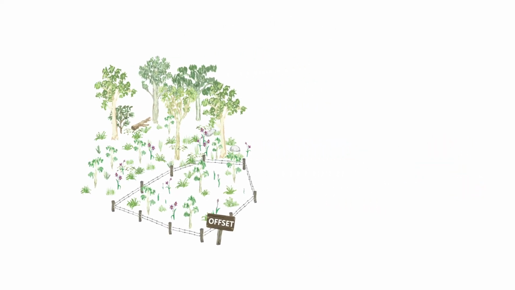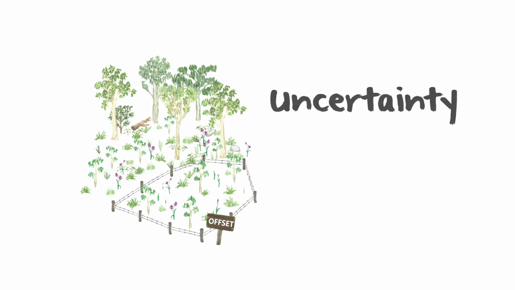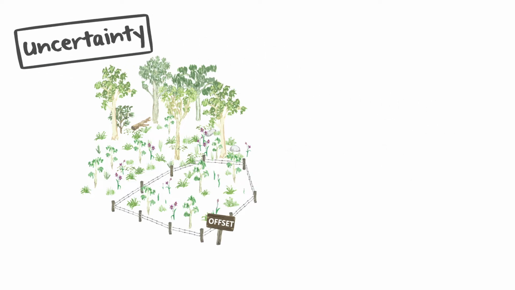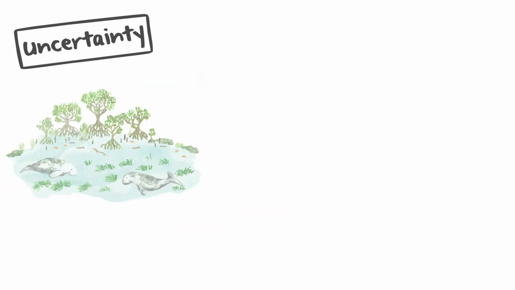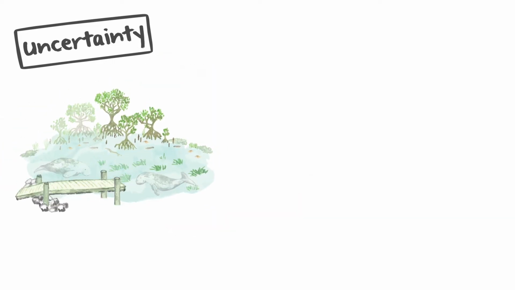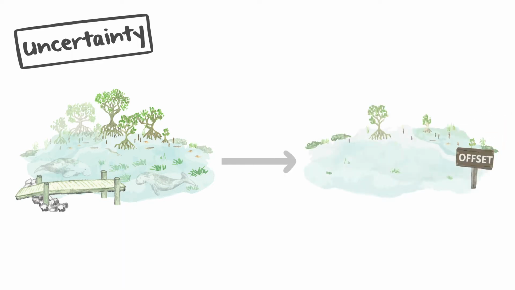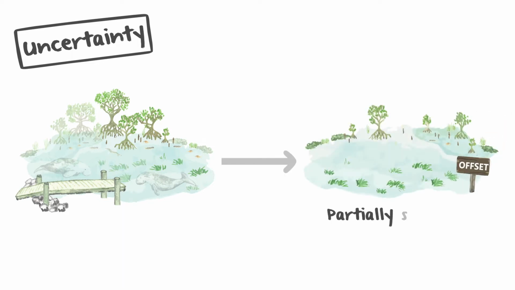The two most important factors are uncertainty and time lag. First, there is usually more uncertainty about the gain that we might get from an offset than there is about the losses caused by the development. For example, restoration of certain natural habitats can be very difficult, and the offset might end up being only partially successful. This means that the offset gains from a given offset action will be lower than anticipated.